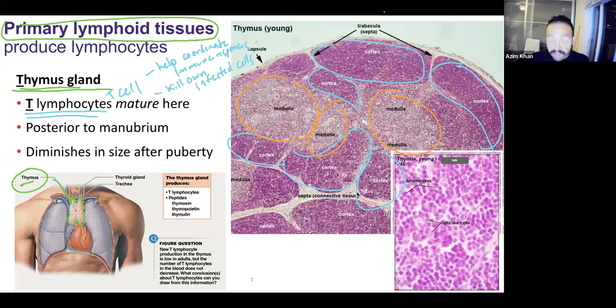In the cortex specifically, you've got lymphocytes. The reason why the cortex is darker is because you have more lymphocytes, and those lymphocytes have nuclei. So these lymphocytes are sitting in the cortex maturing, and then they'll get released to the bloodstream when they're ready.